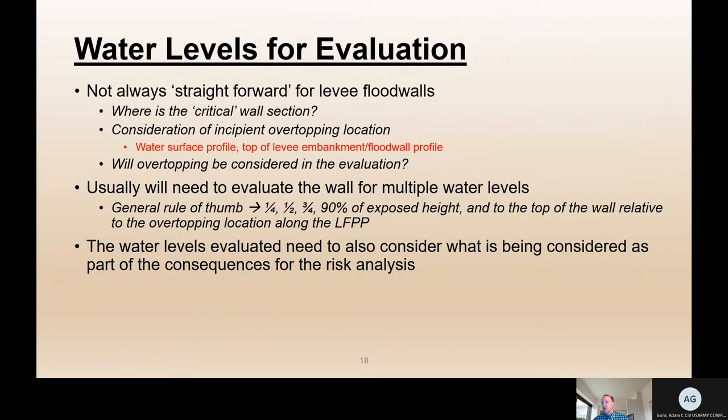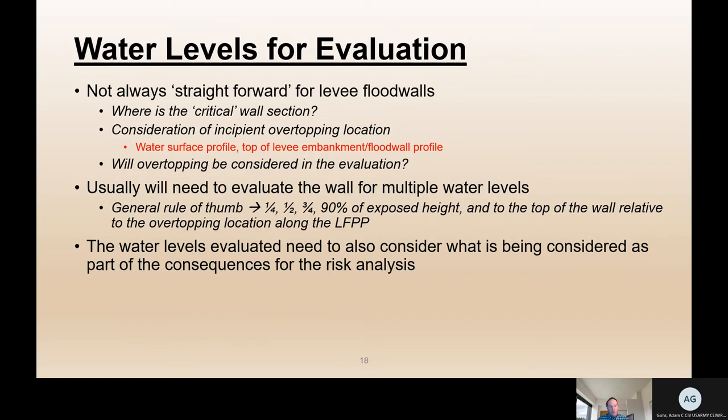So water levels for evaluation, it's not really always straightforward for levees or flood walls, because you have to consider that there could be an incipient overtopping location at a lower elevation somewhere else in the levee system. When that occurs, the flood wall may still eventually undergo full loading, but there would then be floodwaters already in some portions of the consequences area. And under that scenario, the incremental consequences of a breach of the flood wall would not be the same as if there was no water already there. So the consequences could be reduced. So that needs to be understood by the team doing the risk assessment.